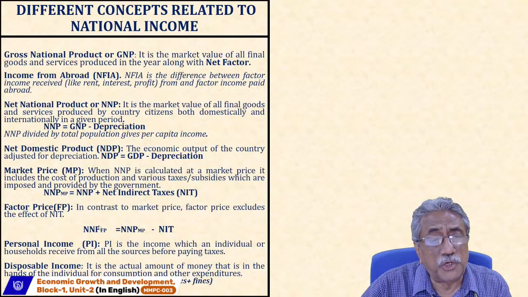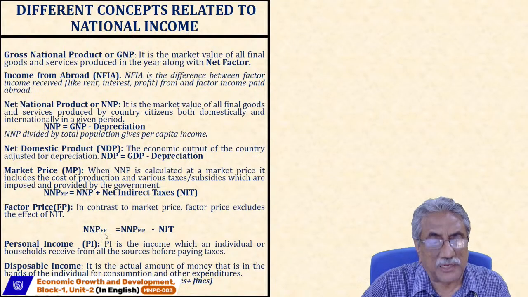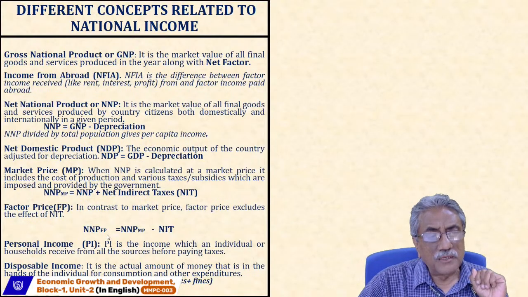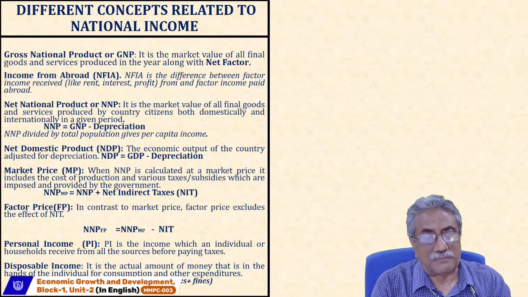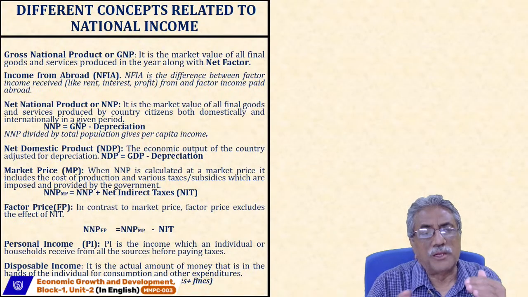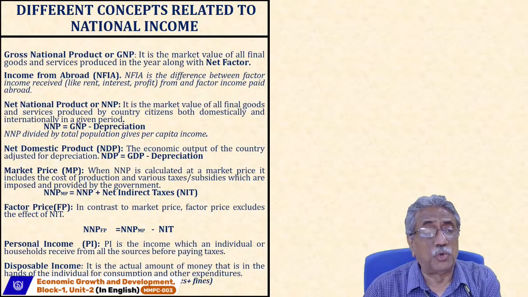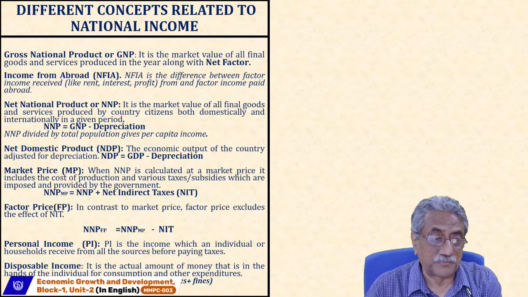Factor price is to produce this, in contrast to market price. Factor price excludes the effect of net indirect taxes. So if we take NNP at factor price, then NNP at market price minus net indirect tax gives NNP at factor price. Only the cost which has gone in is there. So you have to keep a note whether I am talking about the NNP at market price or NNP at factor price. That means I am not taking into account the incidence of direct taxes.